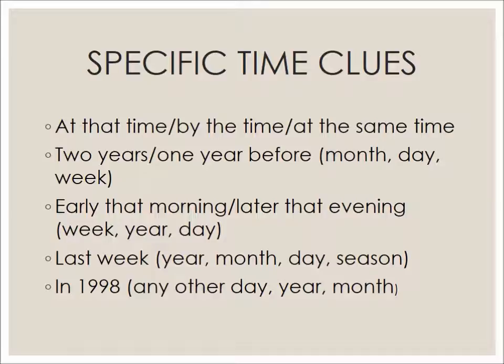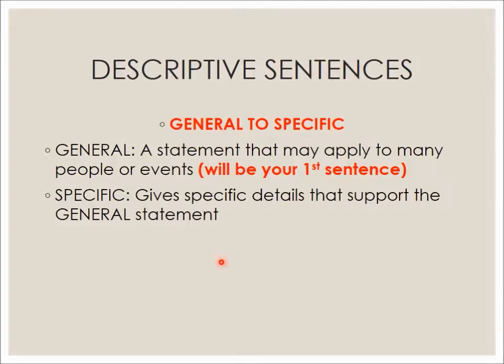Sometimes you'll see things a little more specific, a little more detailed, like at that time, by that time, at the same time, or things like 2 years, 1 year, or day or month, or early that morning, later that evening, last week, last month, last season, or in 1998. Yes, sometimes you're going to have actual months, in December, in January. So they're going to have these specific time clues to help you put things in order. Look for them.